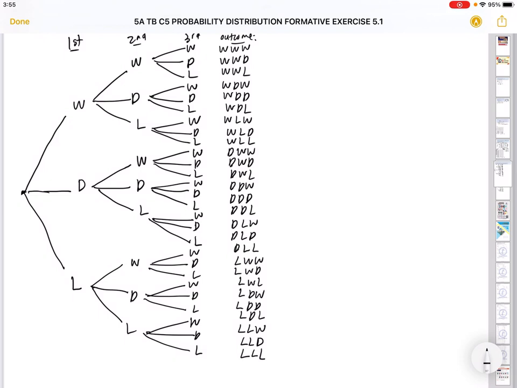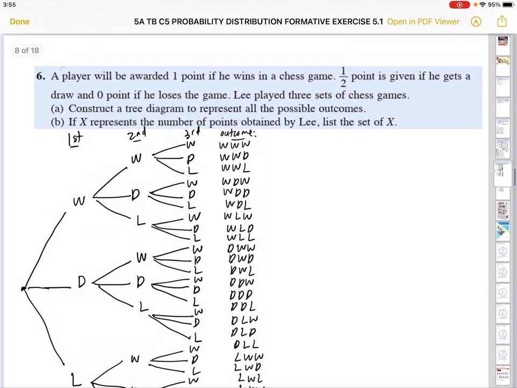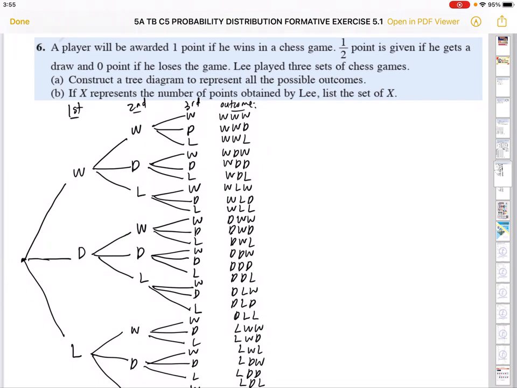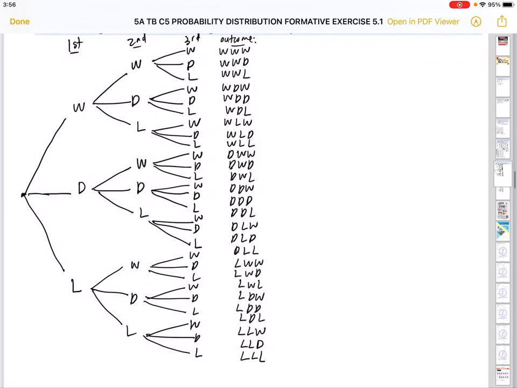Okay, so I've got my tree diagram, right? But I'm not done. What we need to do is construct a tree diagram showing all the possibilities, and X represents the number of points he obtained. Remember he gets 1 point for a win, half a point for a draw, 0 point for a loss. So I'm gonna add in here, this is your points. If you win 3 sets, how many points do you get? Each win you get 1 point, 3 wins, 3 points.